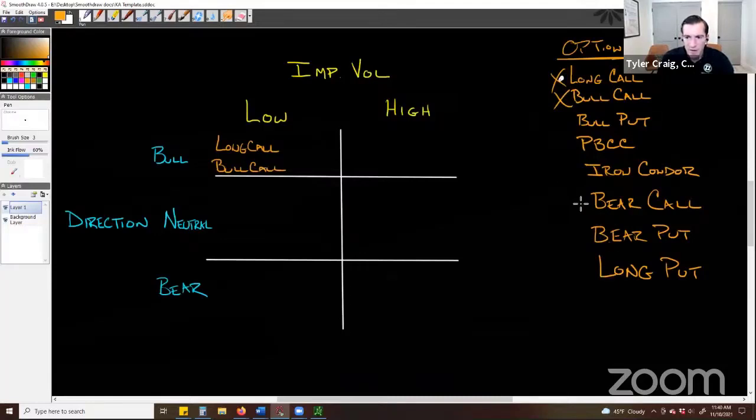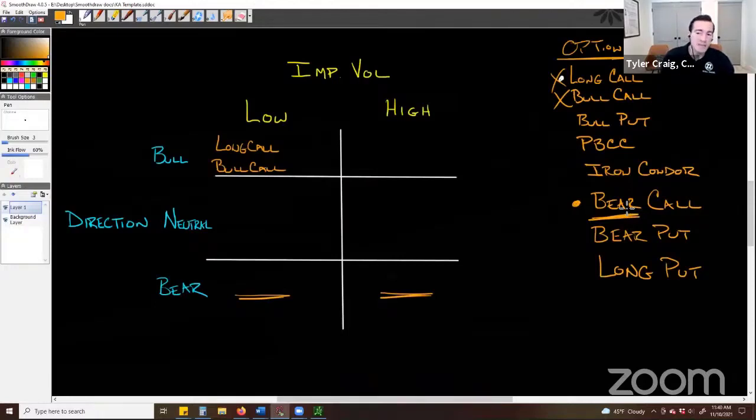How about a bear call spread? Well, for heaven's sakes, it says bear in the name. Do you think it's a neutral trade? No, it's a bear trade. Okay, so it's either going to be here or here. Well, do I want options to be cheap or expensive when I do a bear call? You may not know this. I'll just tell you, it is a credit spread.